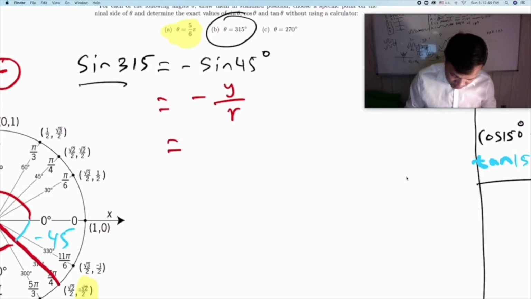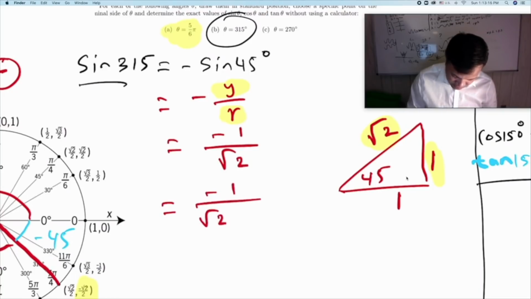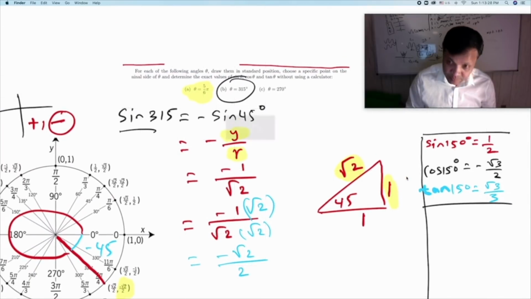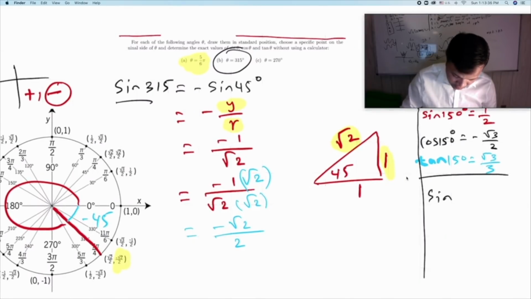Let's create the right triangle. This is 45, this is 90, and this is also 45. So this is 1, this is 1, and this is the square root of 2. My y is negative 1, and my r is the square root of 2. I want to rationalize it by multiplying top and bottom by the square root of 2. So sine 315 is equal to negative square root of 2 over 2.